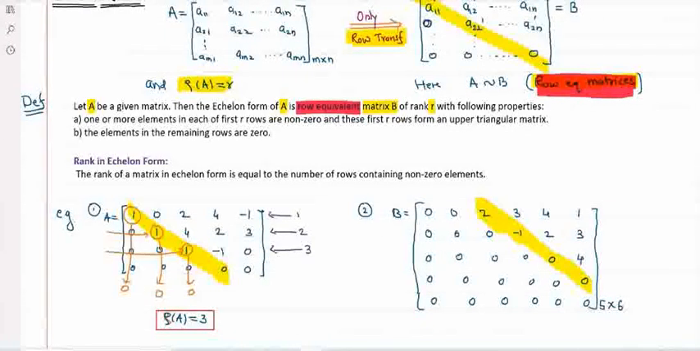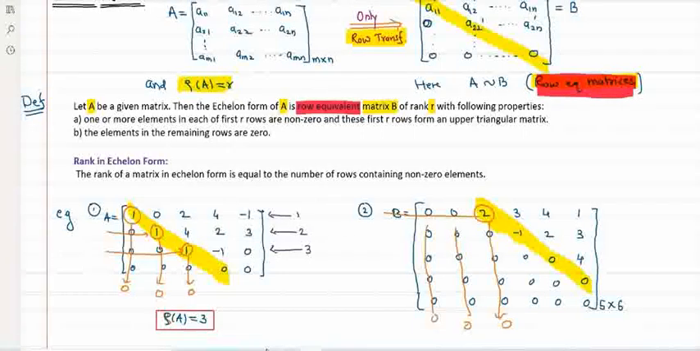In the first row, see the first non-zero element. The first non-zero element is 2. And below that, all elements must be 0, and on the left side of that column, all should be 0. Are they? Yes, this is also 0. This is also 0. Okay. Now the second row, the first non-zero element is -1. Below that, all must be 0, and on the left side of that, all 0.